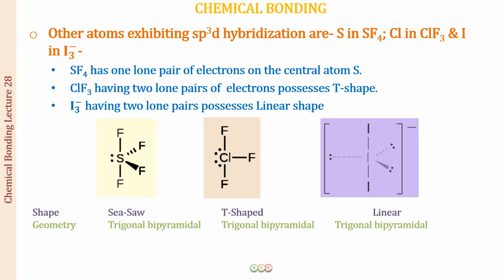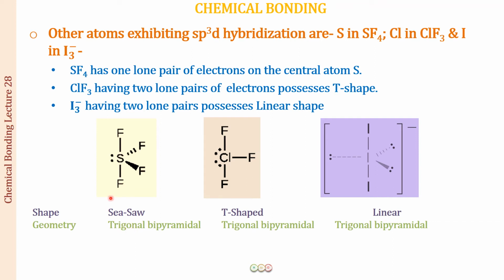The first example here is the SF4 molecule. Around sulfur, there are 4 bonds formed between the sulfur and the fluorine atoms. So we have 4 sigma bonds and 1 lone pair of electrons on the sulfur atom. So it is essentially 5 electron density areas, so we will be seeing a trigonal bipyramidal geometry for the molecule.